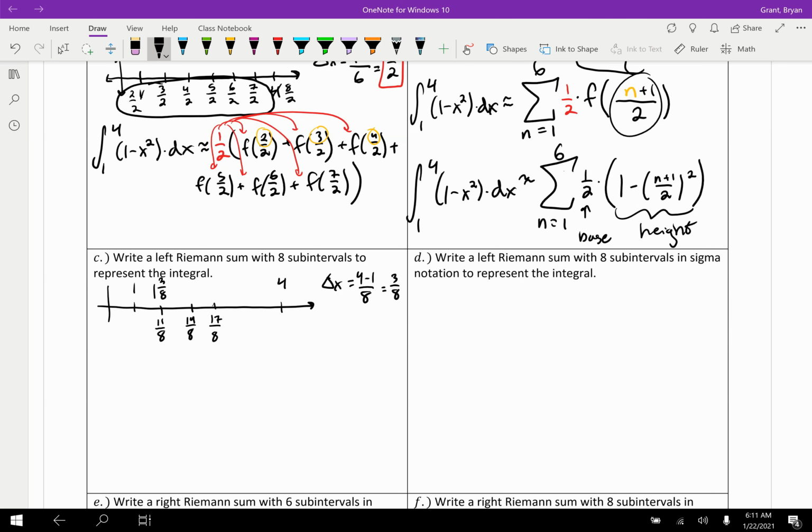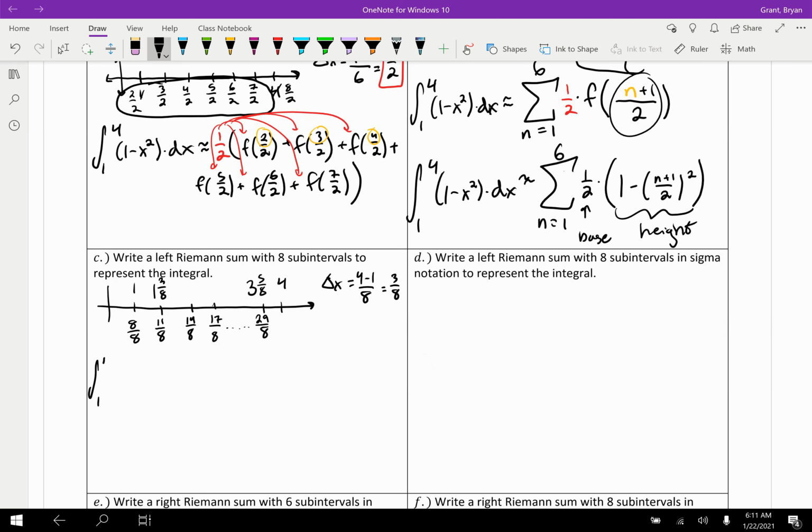This is a left Riemann sum, so where do I stop? Well, we stop 1 subinterval before the 4, so 3/8 smaller than that is going to be 3 and 5/8, right? If you add 3/8, it brings you to 4, or 24 plus 5 more, we're going to stop at 29/8. Where do we start? Subtract 3, we start at 8/8. This, I think, will give us enough to approximate our integral, and so here we go.